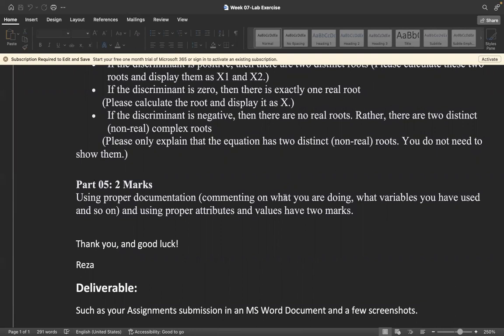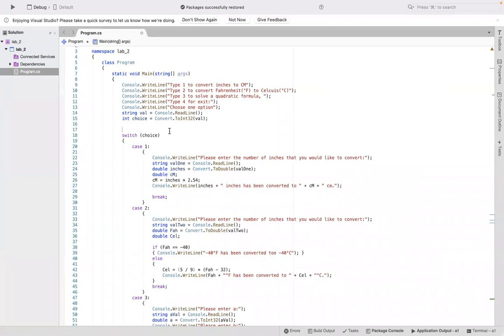So it says commenting on what you are doing, what variables you have used. Yeah. Okay, so on line 9, just put a comment saying the list of choices. Okay, that's it. And then for line 15, a comment saying user choice number. Yeah.